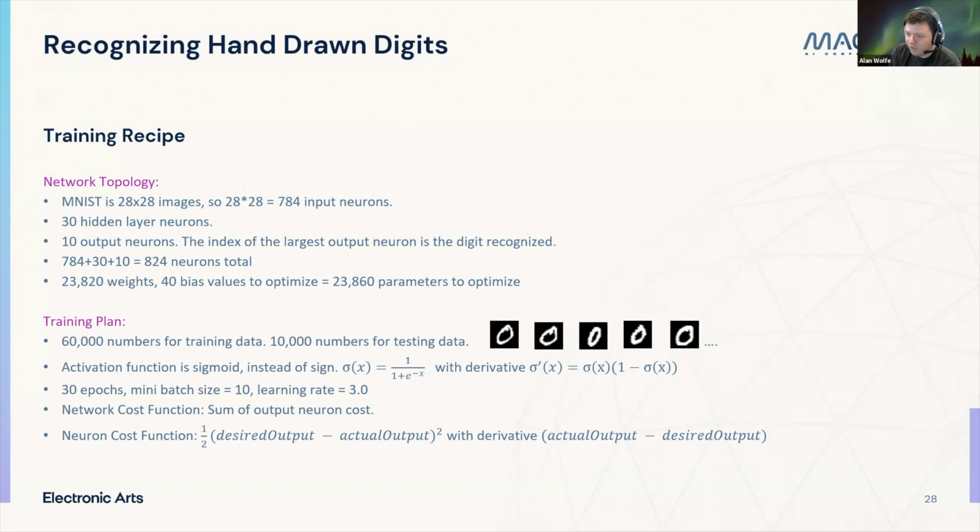And then the cost function for our entire network is we're just going to sum up the cost function of each of the 10 output neurons. And the cost function for a single output neuron is going to be 1/2 of the desired output minus the actual output squared. Or another way to think of this is it's 1/2 of error squared. And we added the 1/2 because when you take the derivative, it cancels out with the square, the power of 2. And so that means that your derivative is actually just going to be actual output minus desired output, which is nice and simple.